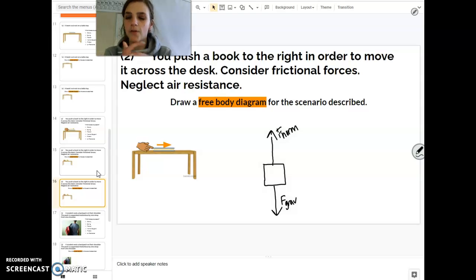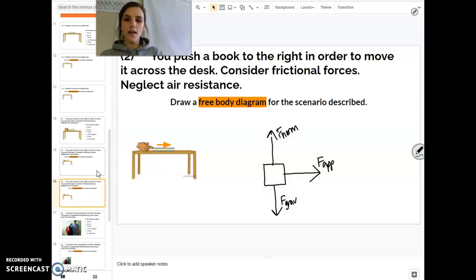Then we have the 2 other forces. We have an applied force from the hand pushing the book, and we have the force of friction, which is acting in the opposite direction of motion. So where are we going to put the arrows for those? Well, go back to the problem. It says you push a book to the right. Okay, so that applied force is going towards the right-hand side. The applied force is this way. The force of friction acts opposite to motion. So if the motion is to the right, the force of friction goes to the left.